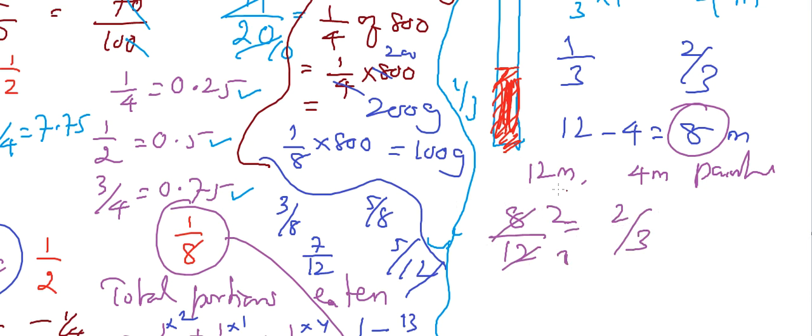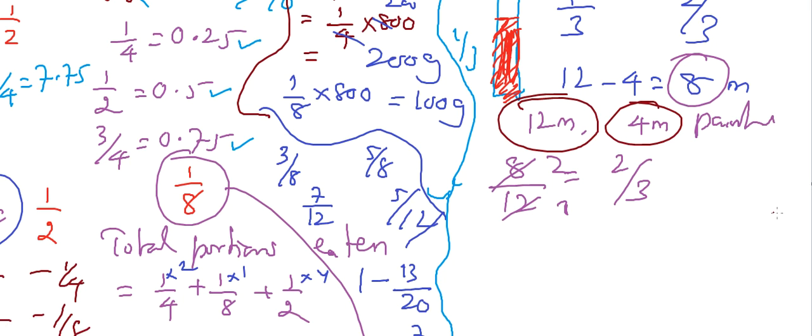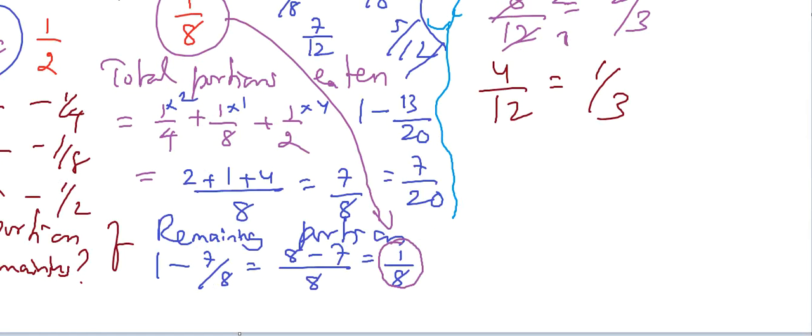Or suppose they say out of a 12 meter pole, 4 meter painted. What is the fraction of the pole painted? Same, so 4 out of 12 painted, 4 by 12. If you simplify, you get 1 by 3. So that means 1/3 of the pole got painted. Understood? Hope this makes it very clear to you.